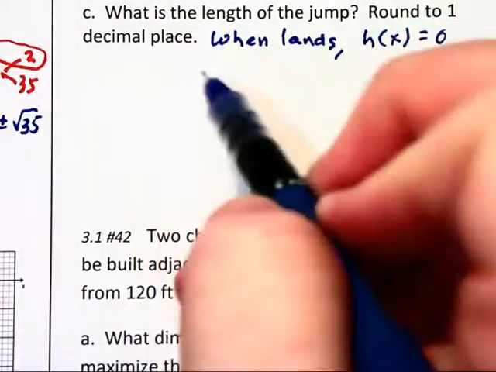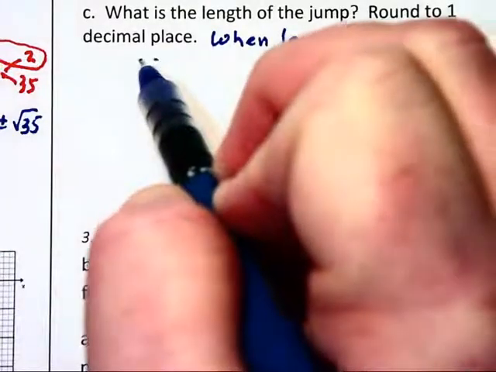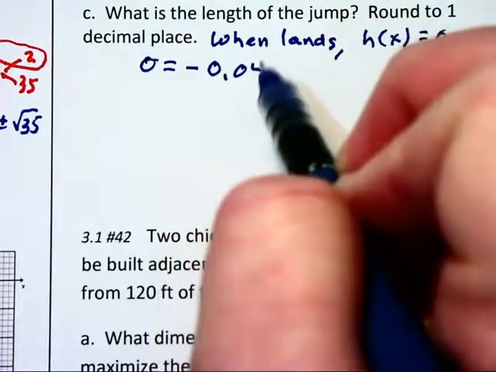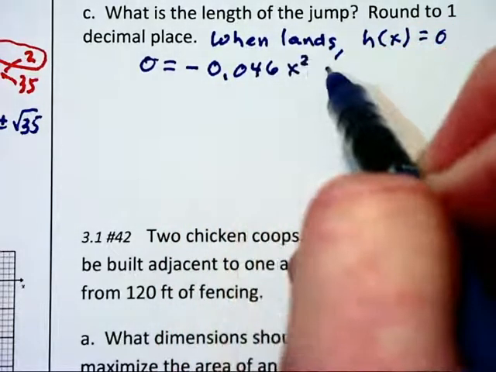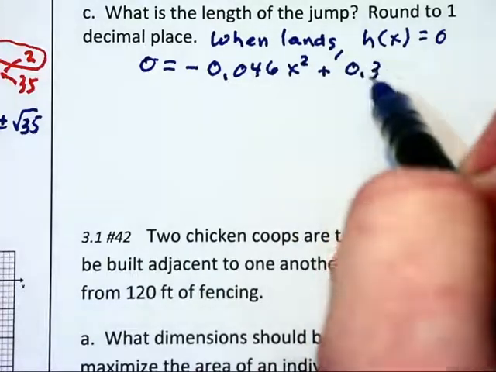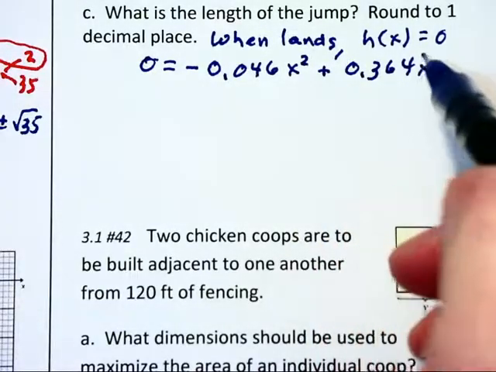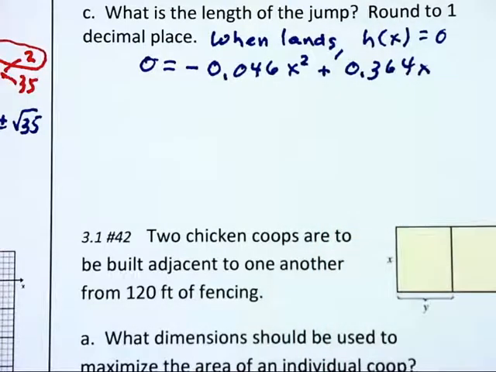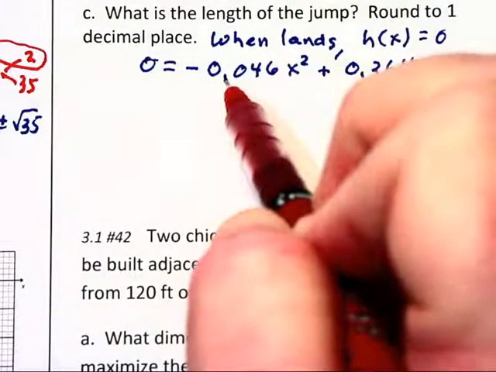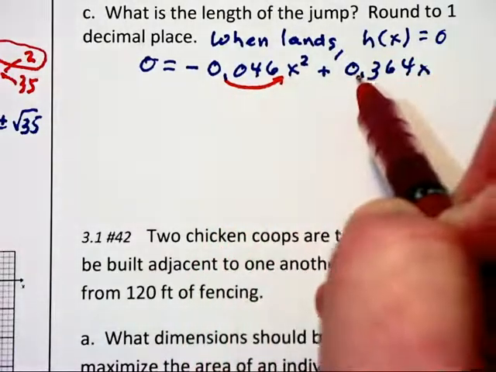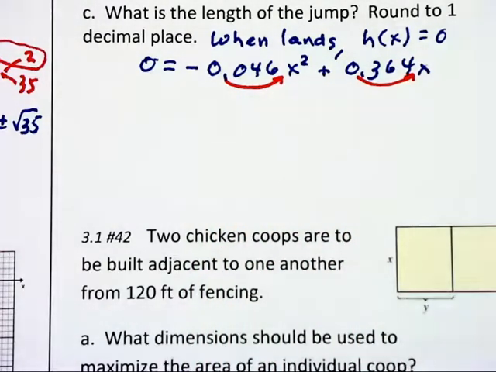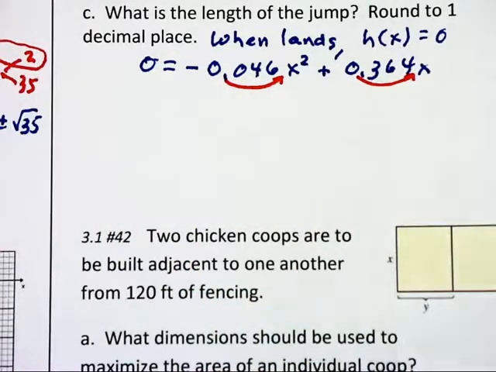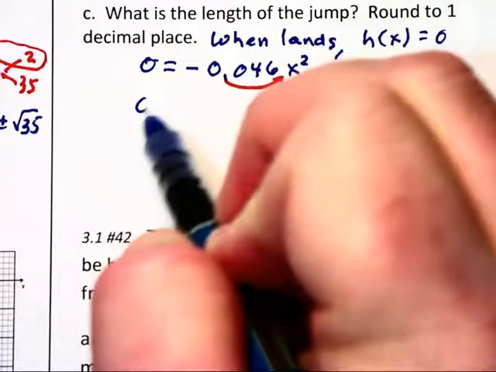So let's take our equation and set it equal to 0 for the height. 0 is equal to negative 0.046x squared plus 0.364x. We want to solve for x, and I'm going to begin by moving these decimals 3 places to the right, so we don't have to deal with that. Technically, when we multiply by 1,000 on the left, we still have 0. I'm now going to factor the right-hand side.